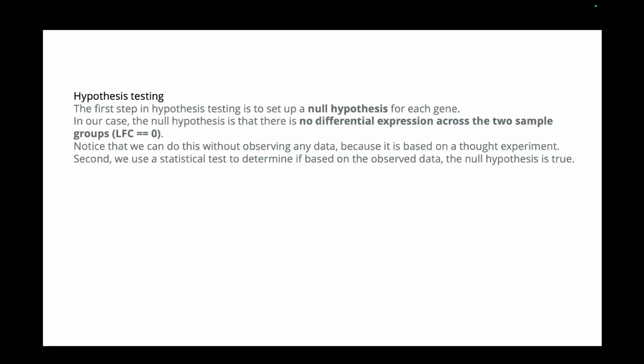Okay, so the first step in hypothesis testing is to set up a null hypothesis for each gene. In this case, the null hypothesis is that there is no differential expression of the particular gene across the two samples, which means the log fold change is 0. Notice that we can do that without observing any data because it is based on a thought experiment. Second, we use a statistical test to determine if, based on observed data, the null hypothesis is true or not.